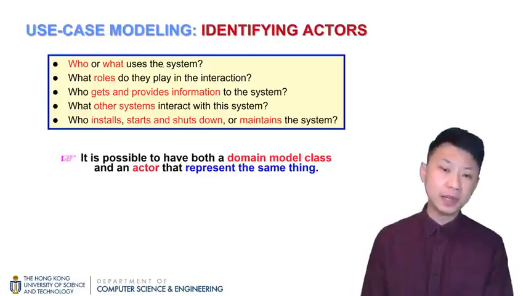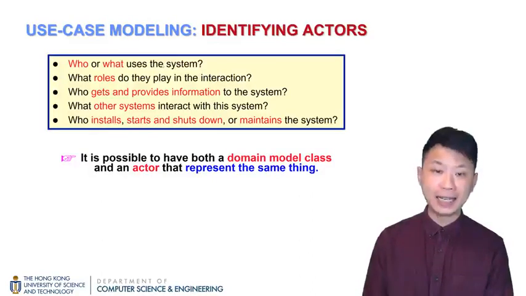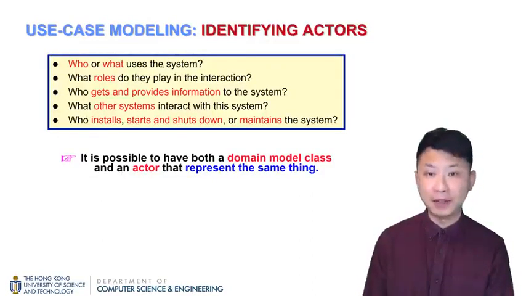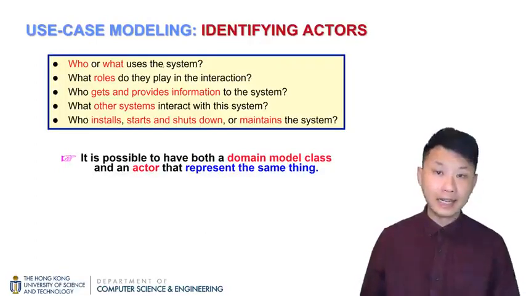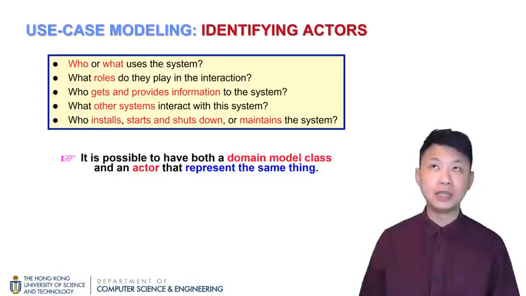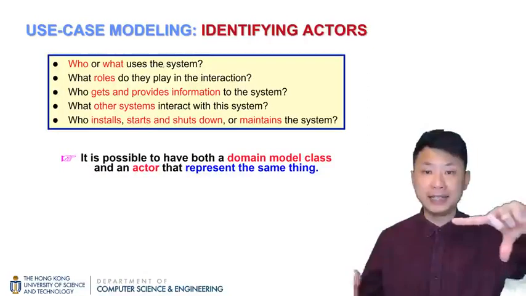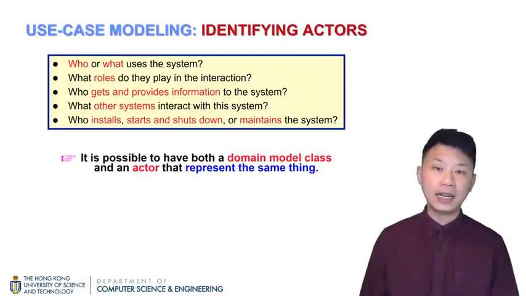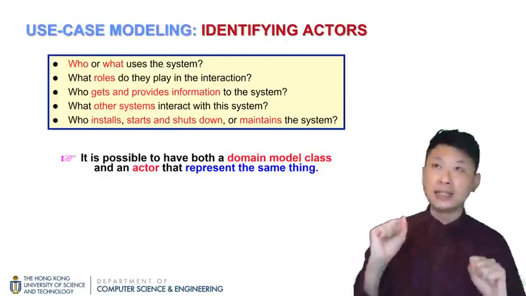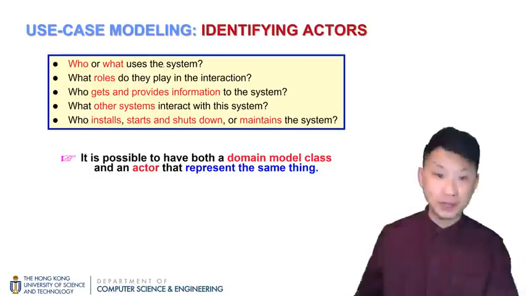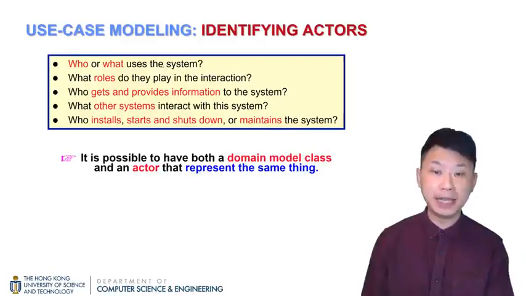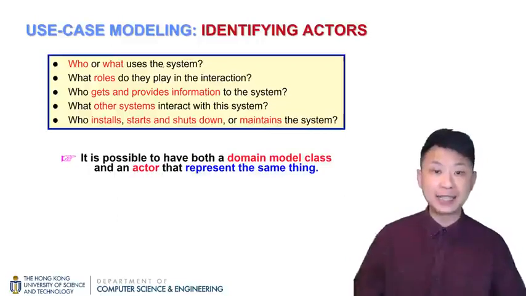Notice that it's possible to have both a domain class and an actor that represent the same thing. Maybe in your class diagram, in your domain model, you have a class called student. That means your system has to keep track of a set of students. And in your use case diagram, you also have an actor called student, because students are the users who are going to use your system to do something. So it's possible that you have student in your class diagram and also in your use case diagram.